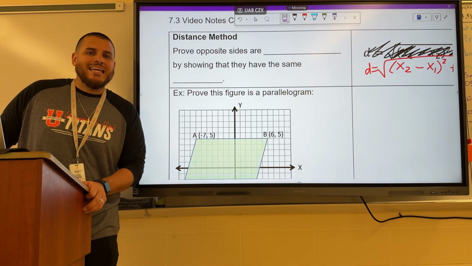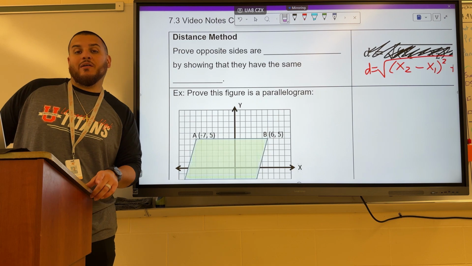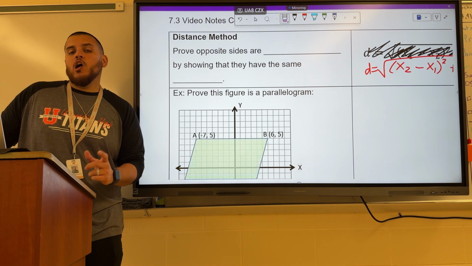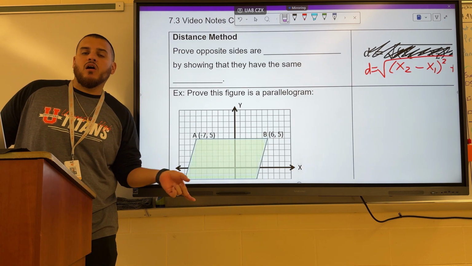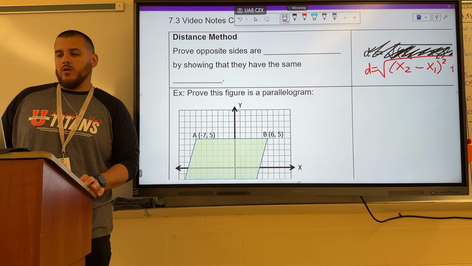The last math tool we can use to prove that a shape is a parallelogram on the coordinate plane is the distance formula. Remember, the distance formula is going to be used to figure out how far apart 2 points are, or to figure out how long a segment is, or a side of a shape on the coordinate plane.